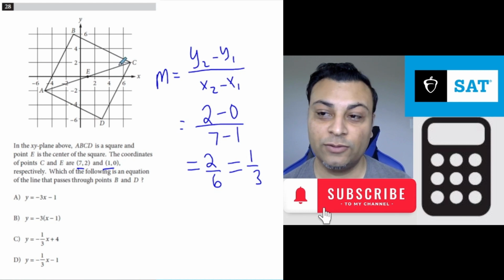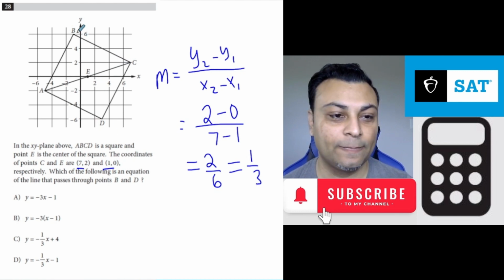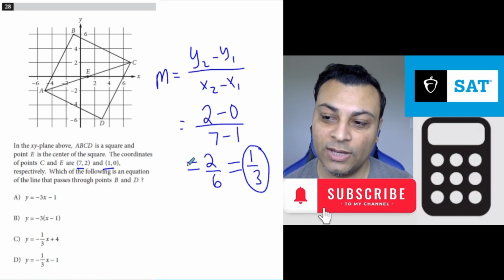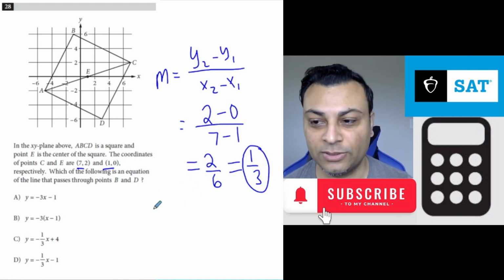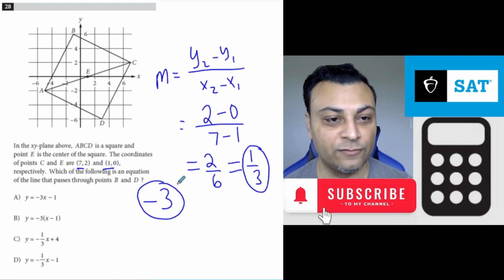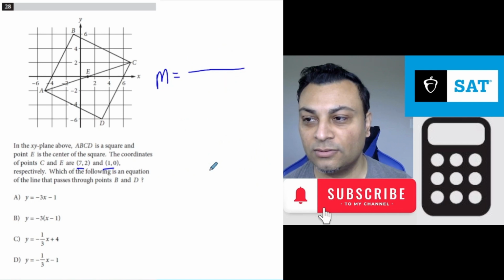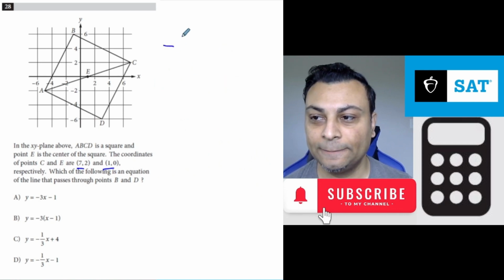Now, if you're going from B to D, that is a perpendicular line to EC because the diagonals of the square are perpendicular to each other. So from B to D, the slope will be perpendicular to this 1/3. And when you go perpendicular, you do opposite reciprocal. So from B to D, the slope will be -3. Okay. So with that, since we're using -3, from B to D, it passes through point E, so we need to go through point E.